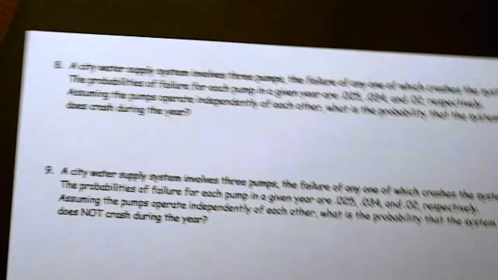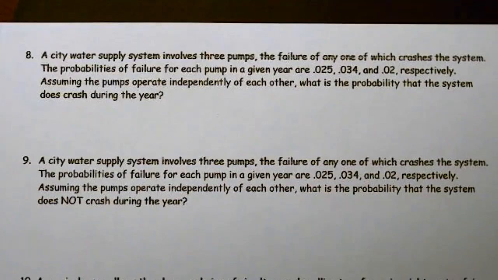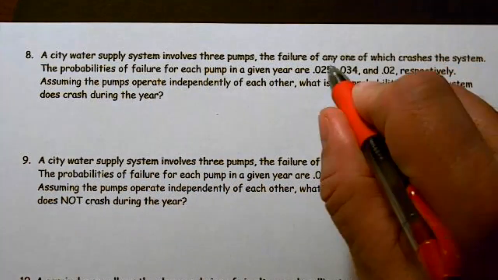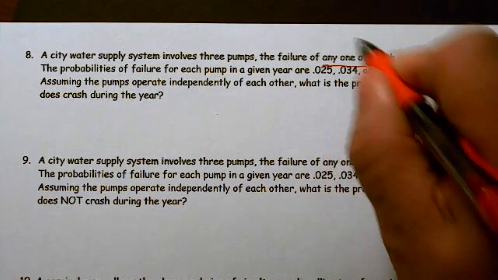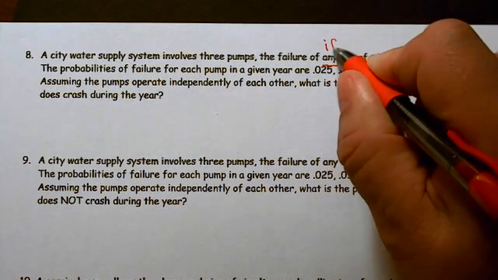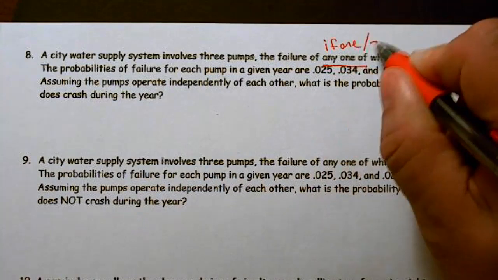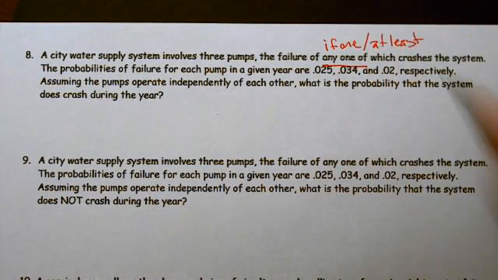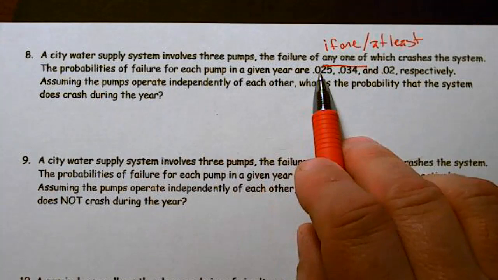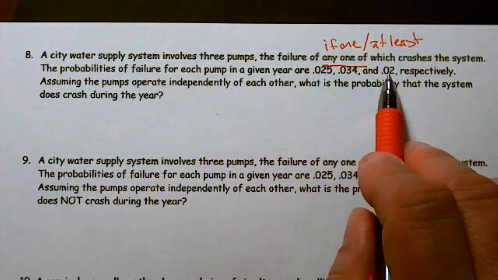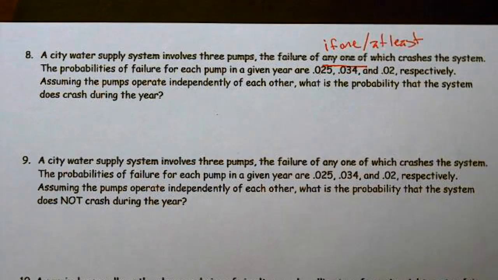A city water system involves 3 pumps, the failure of any one of which crashes the system. So basically, when they say any one, that's like saying at least one. So this is essentially a hidden way of saying at least, which crashes the system. The probabilities of failure for each pump are 0.025, 0.034, and 0.02, respectively. Assuming the pumps operate independently, and we need to know that because if they're independent, we can multiply, what's the probability the system does crash?